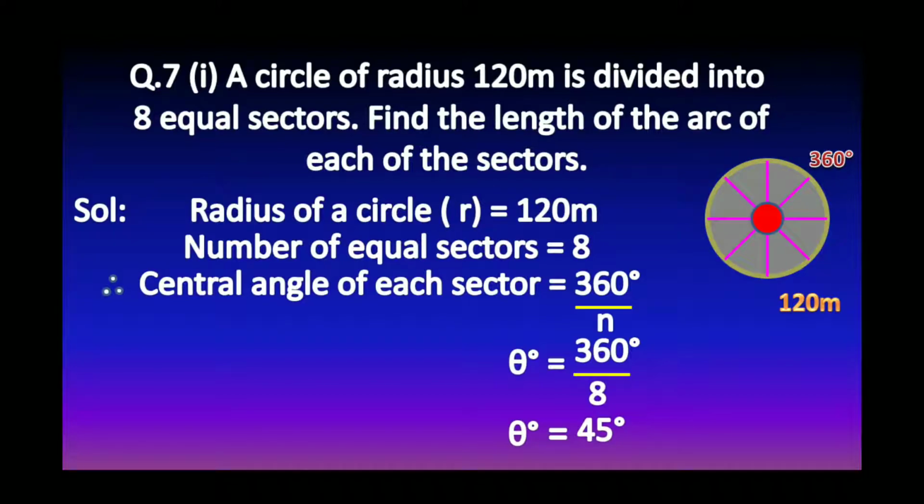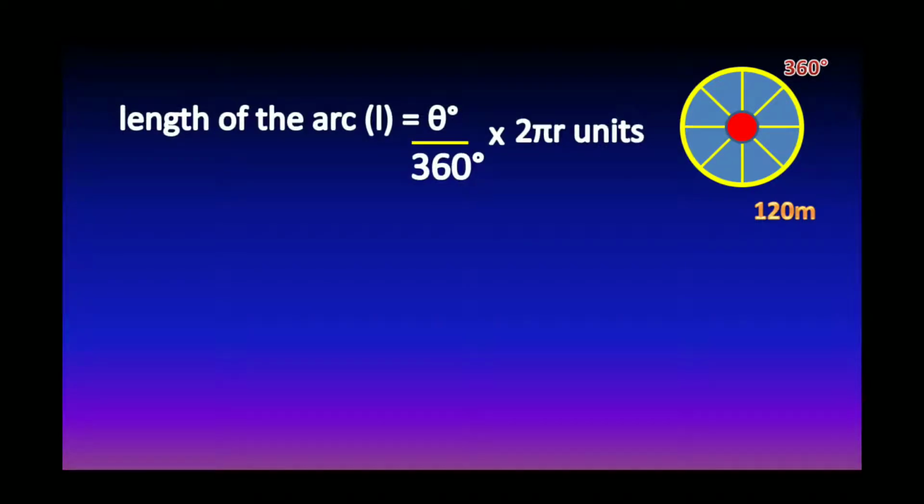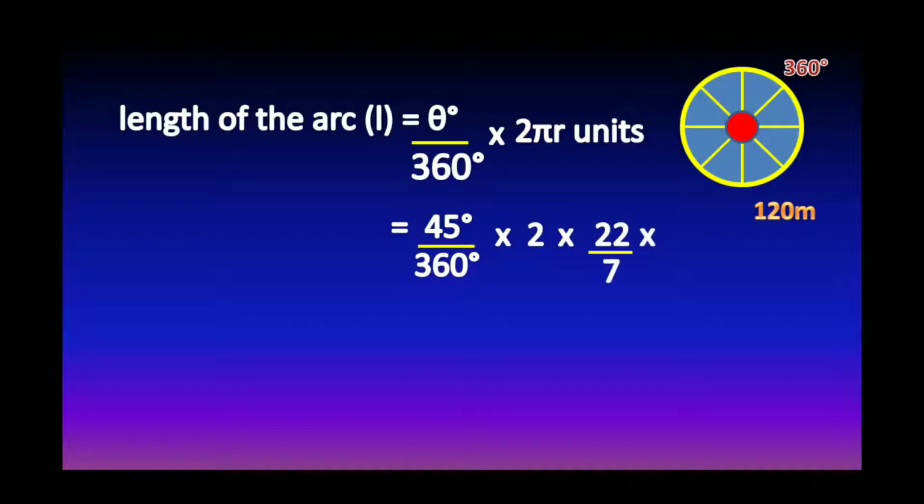Now we are going to find the length of the arc of each of the sectors. We know the formula to find the length of the arc. It is theta by 360 degrees into 2 pi r units. We have already found theta. It is 45 degrees. So 45 degrees by 360 into 2 into 22 by 7 into r, that is 120 meters. Now we can cancel: 45 ones are 45, 45 eights are 360, 8 ones are 8, 8 15s are 120.